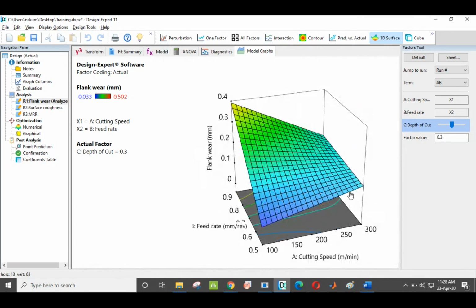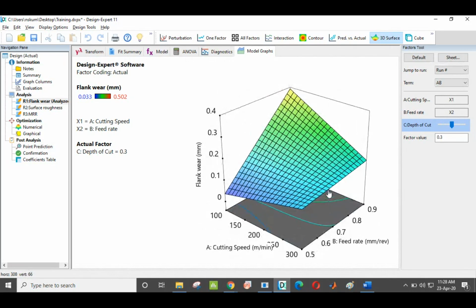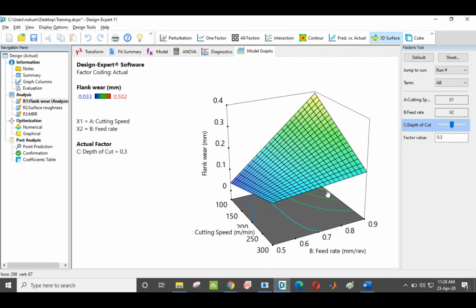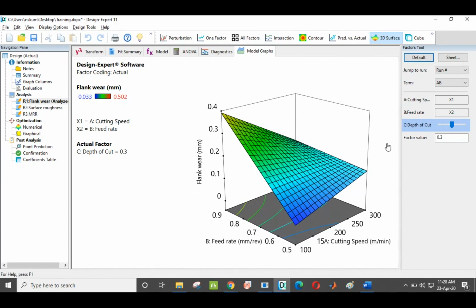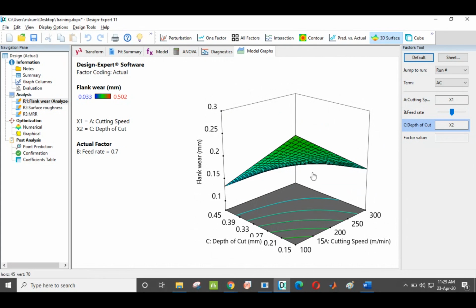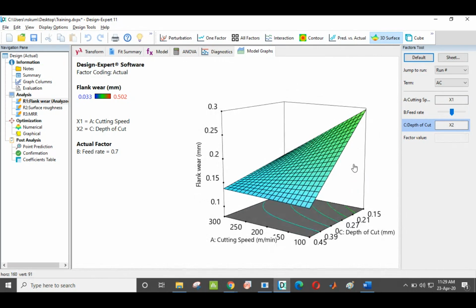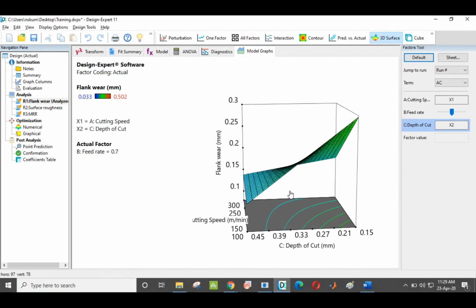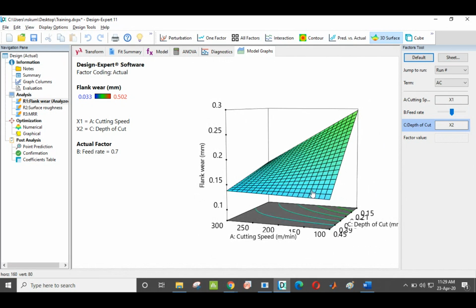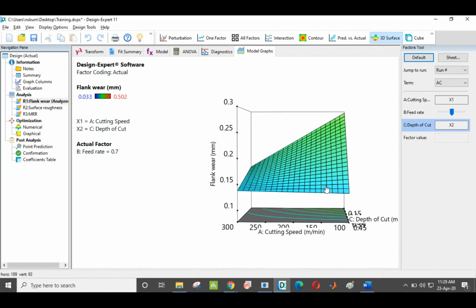So I will rotate this. We can also rotate, so that the lower and upper limits can be determined. So whatever I want, I can rotate. So now I can change the axis. Depth of cut, right click, change it to XY axis. So this is like a twisted surface. So I can rotate so that everything is visible.